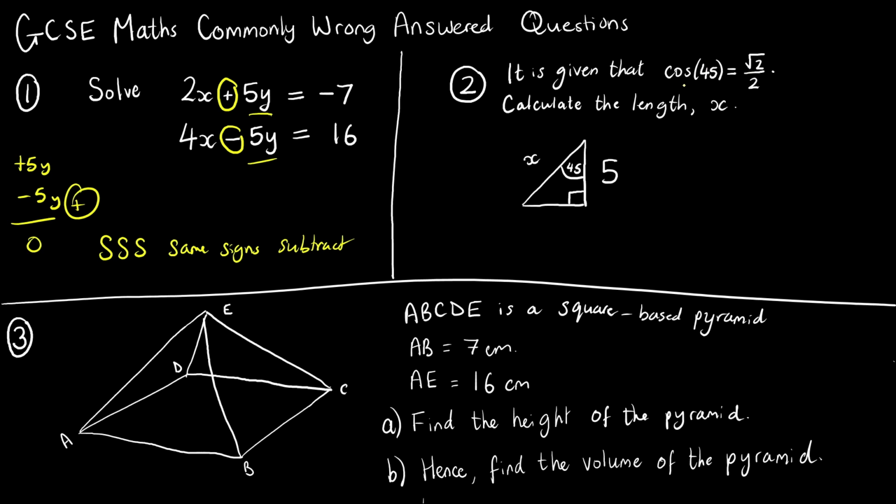We've got a trigonometry question. It's given away by the fact that it mentions we've got cos. We've also got a right angle triangle with an angle. So again, that's telling us there's probably cos involved.